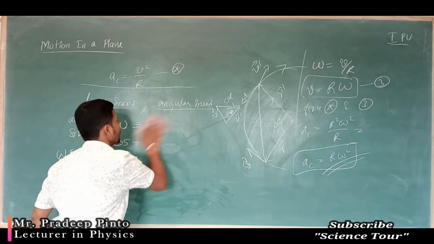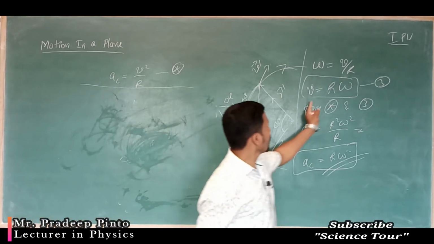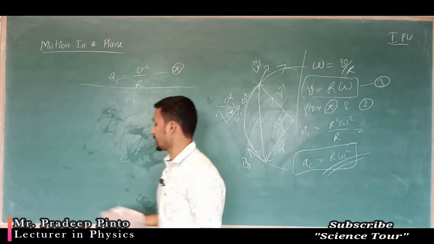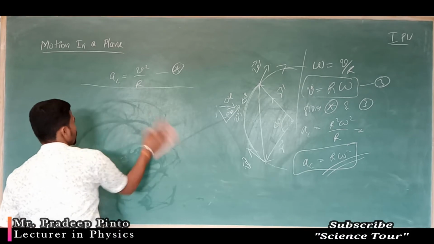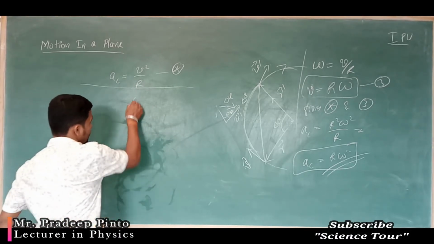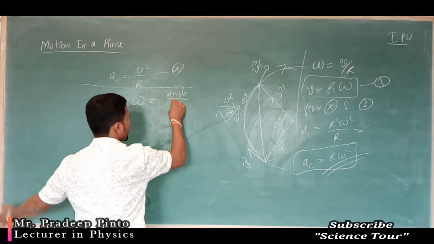Okay, a little bit more information about omega. This is the relation between linear speed and angular speed. Now we are going to talk about omega. Omega means what? The rate of change of angle with respect to time.